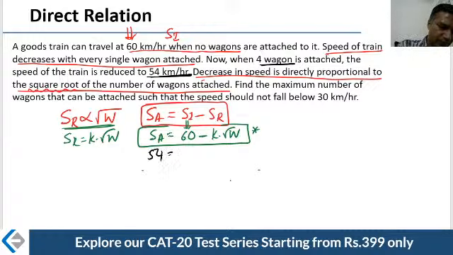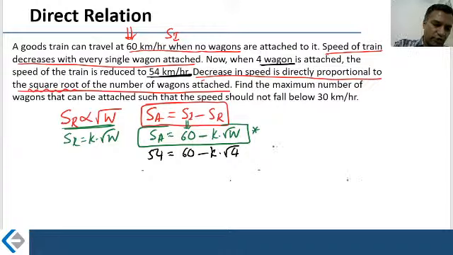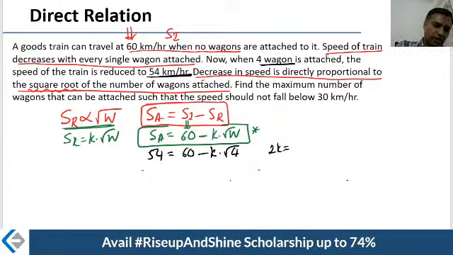54 is equal to 60 minus k into root 4. Let's solve this. Therefore 2k is equal to 6, so k is equal to 3. Perfect. Now you have got the value of k is equal to 3.